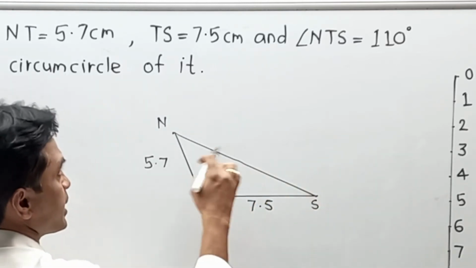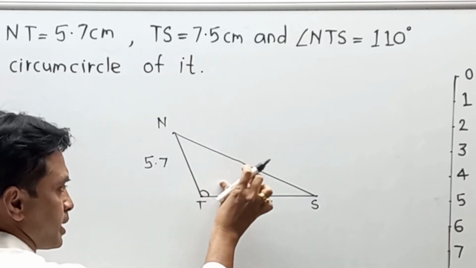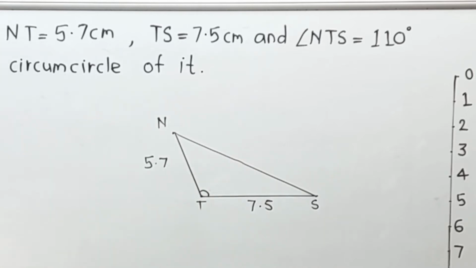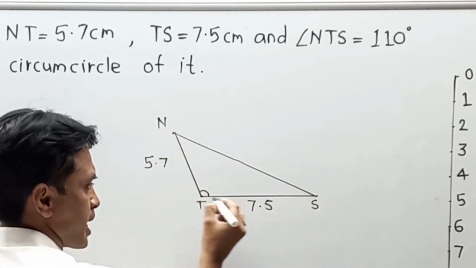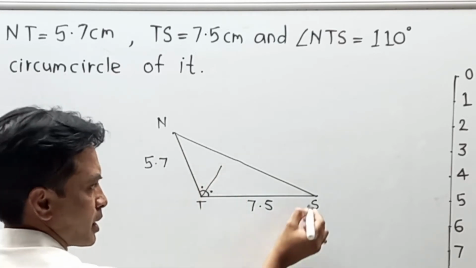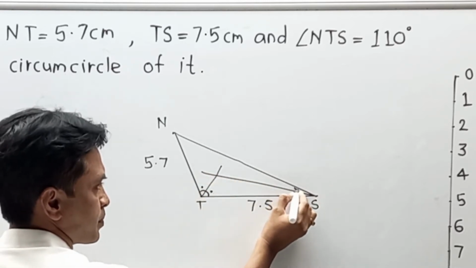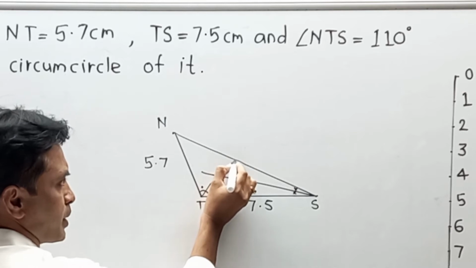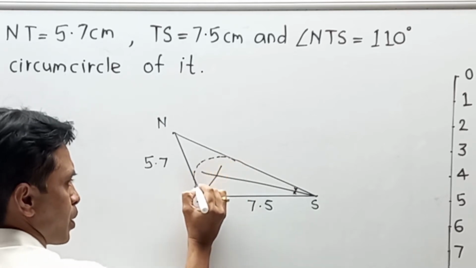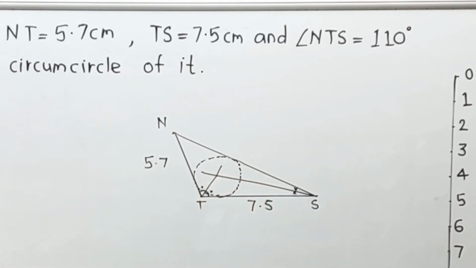Now we have to draw the incircle as well as the circumcircle. So remember one part, in the incircle we are going to draw angle bisectors. Means we are going to divide this angle T into equal parts with the help of an angle bisector, and we are going to divide angle S with an angle bisector. We will get a particular point. With that center, we are going to draw one incircle. This is the first part, to draw the incircle.